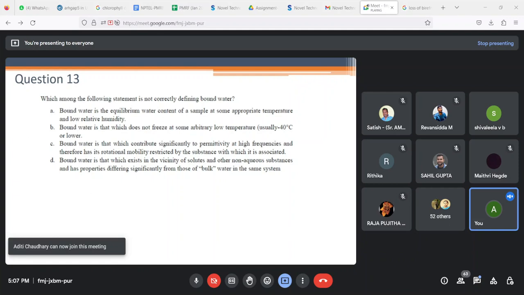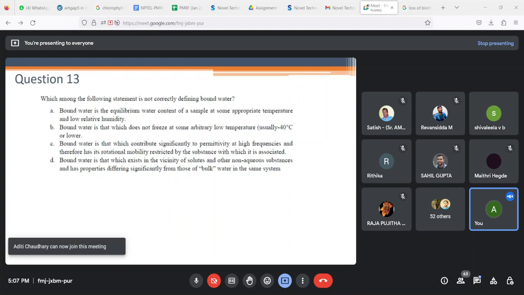No, A is actually correct. Bound water is the equilibrium water content. So at any temperature or any relative humidity, there will be some amount of bound water present in your tissues, in your food samples and everything. So statement A is correct. That is how you define bound water. It is the equilibrium water content of a sample at a certain temperature and relative humidity.